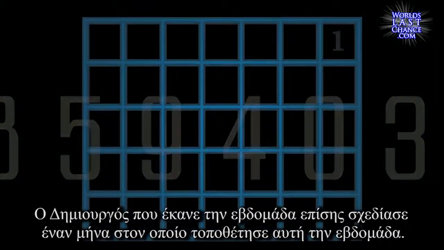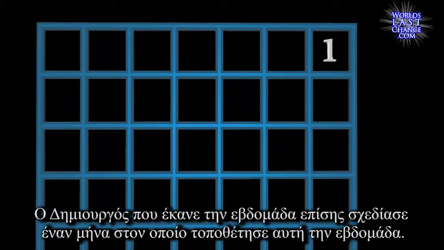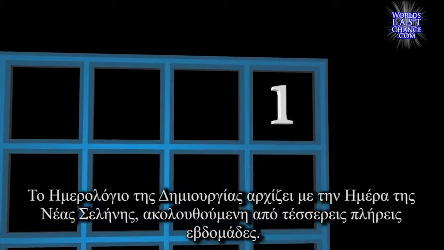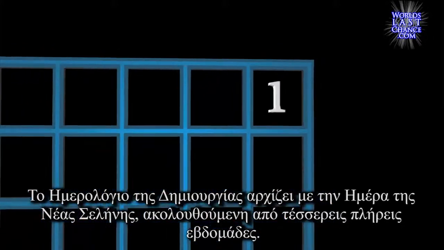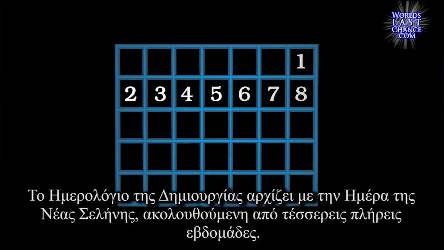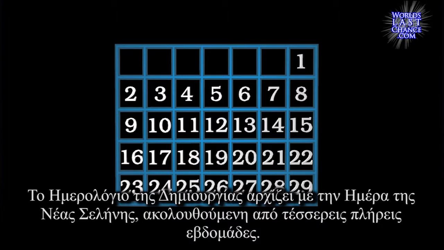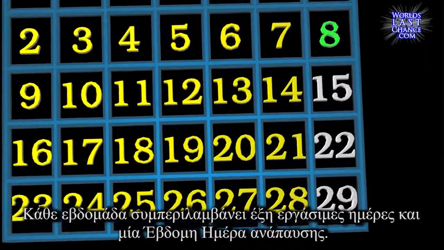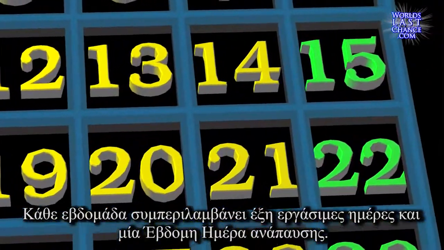The Creator who made the week also designed a month in which to place that week. The calendar of creation begins with New Moon Day, followed by four complete weeks. Each week contains six workdays and a seventh-day Sabbath rest.